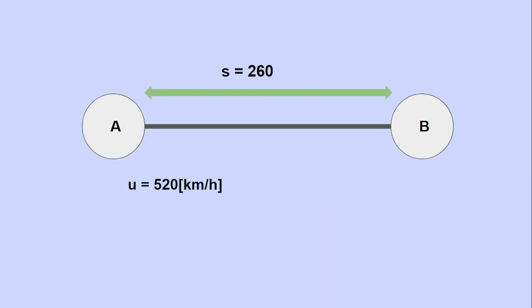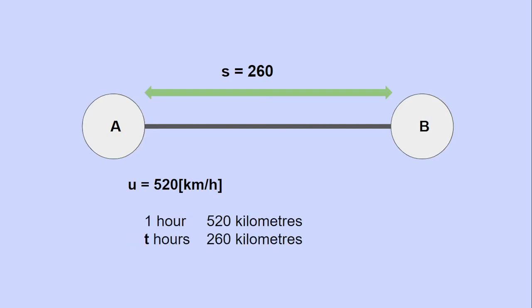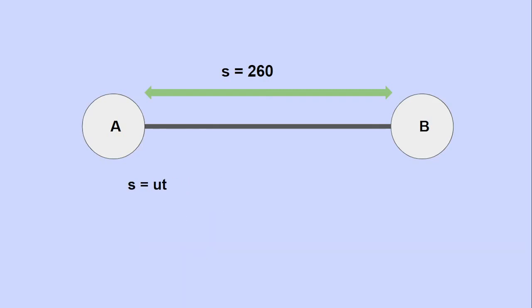Let's take it that U equals 520 kilometers per hour. So 520 kilometers in 1 hour, 260 kilometers in T hours. T symbolizes the time. We can see that if we divide 520 by 2, we get 260. So we can see clearly that T equals 0.5 hours.